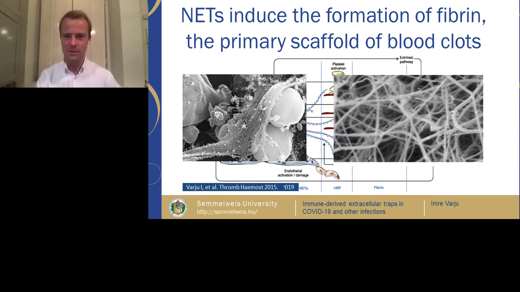Once NETs appear in the circulation, multiple things go haywire. One thing we know is that DNA, which is the backbone of NETs, is a very potent trigger for coagulation, namely for the intrinsic pathway of coagulation. Histones themselves are able, if we look in the middle and the top, we'll see that histones are able to activate platelets through toll-like receptors.